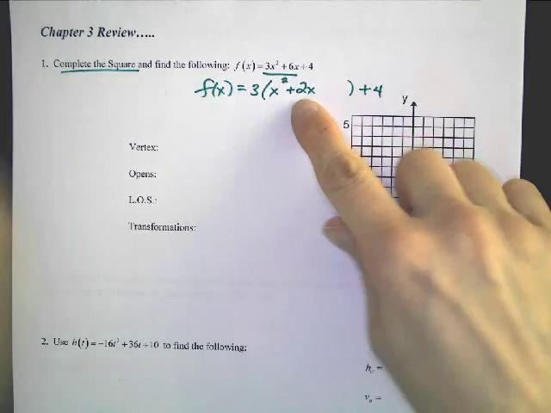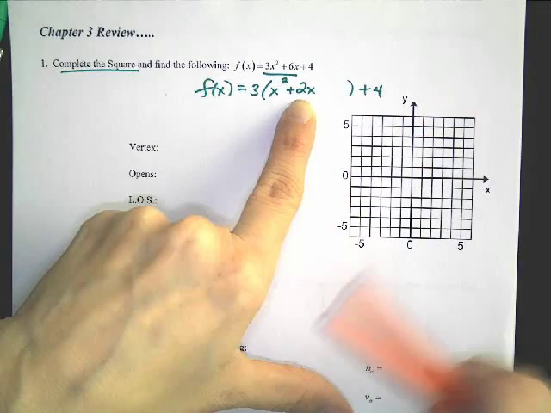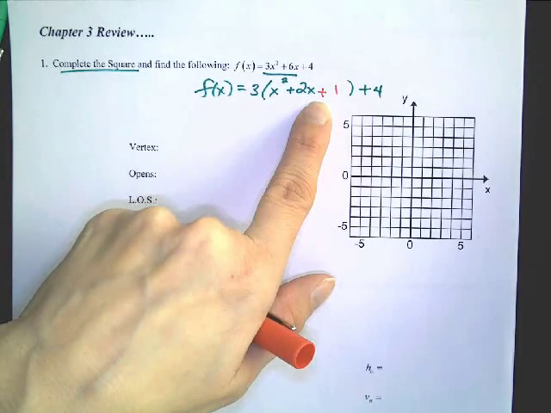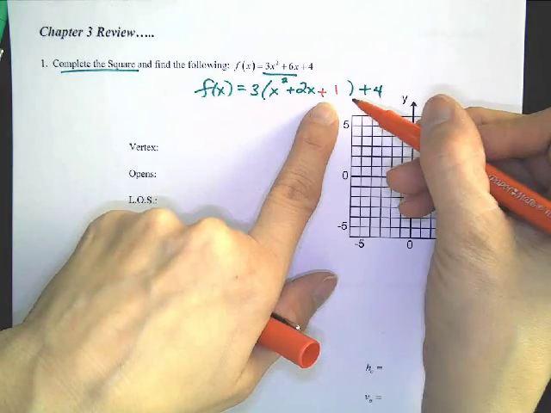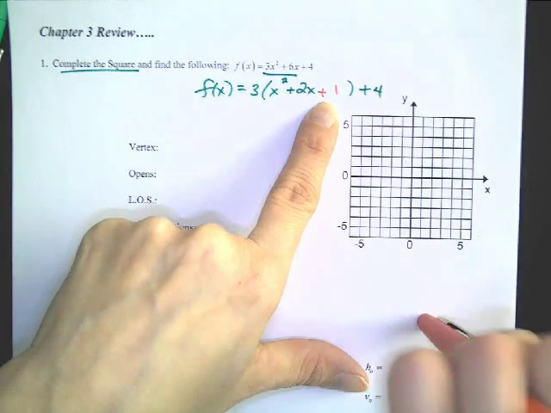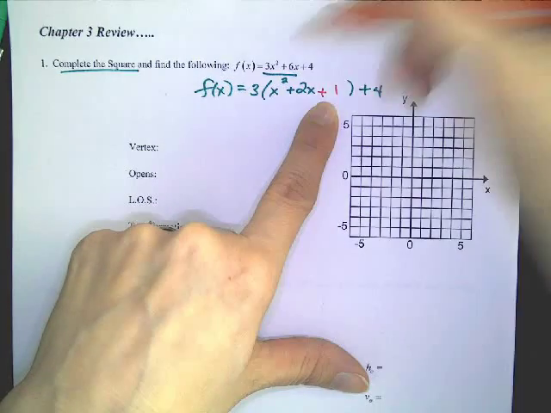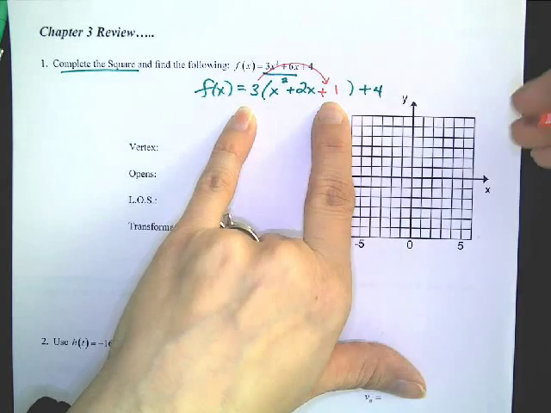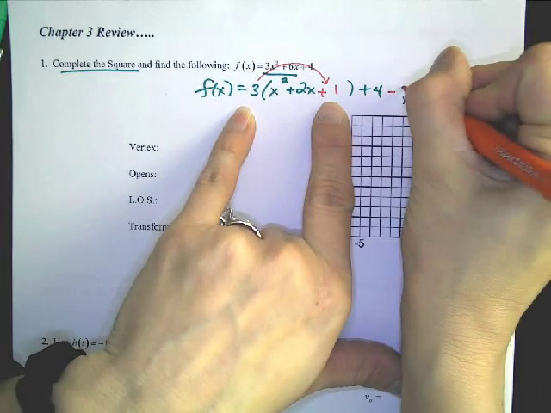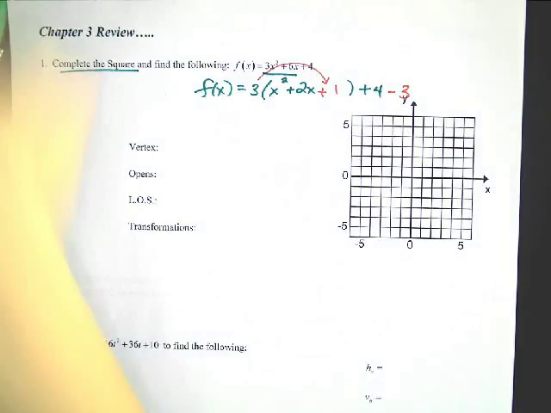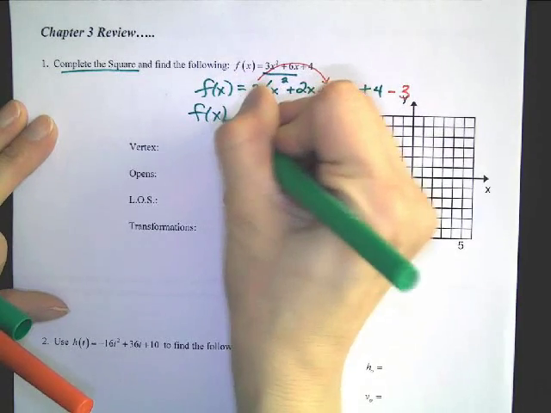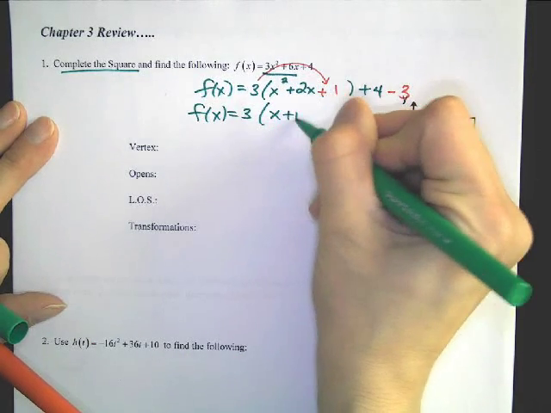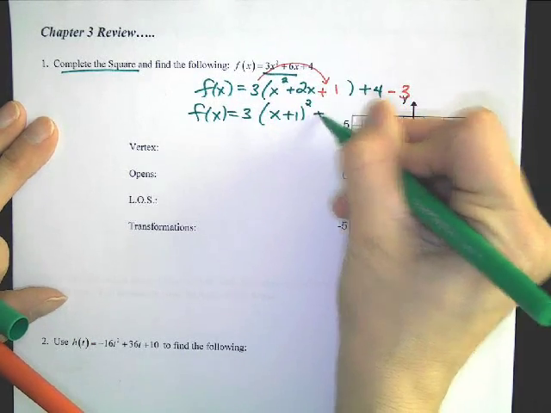Now it's time to take that new middle term. Take your b, half, and square makes plus 1. Is it always plus? Yes, because squaring makes plus. Okay, now is it really plus 1 or is it in disguise? Okay, so if that's plus 3 in disguise, let's go ahead and subtract 3. Okay, and now the fun part is the factoring. So we've got f of x equals 3, vertical stretch of 3. The quantity x plus 1 squared plus 1.